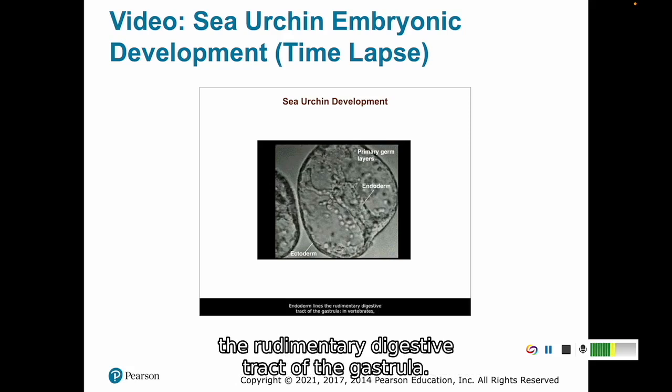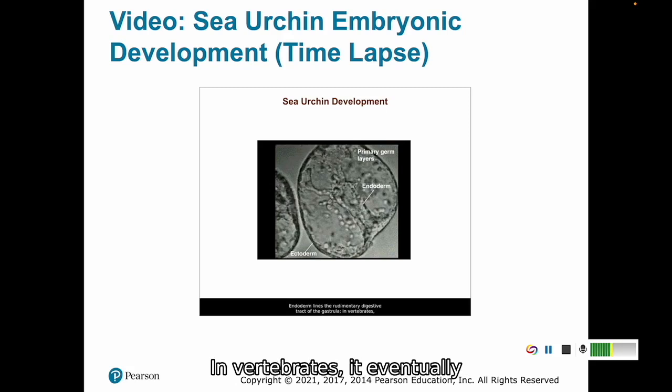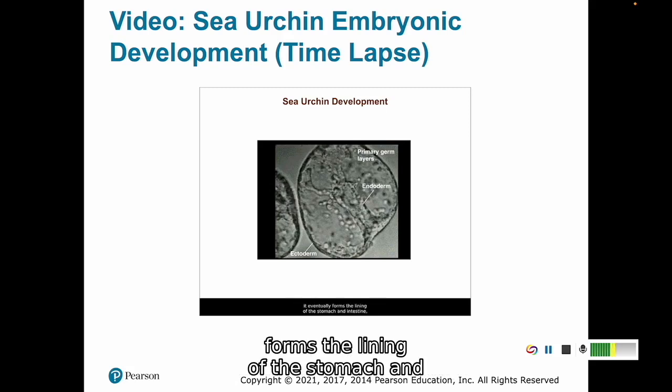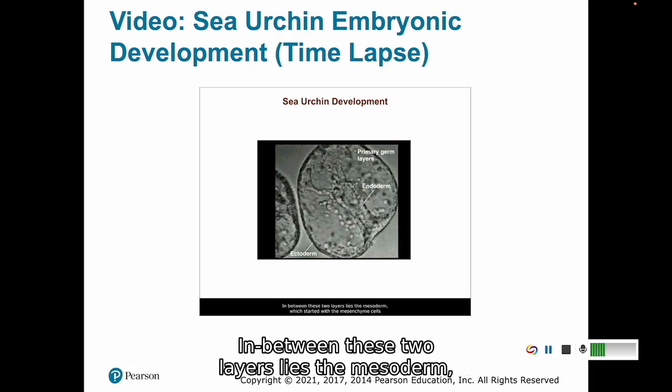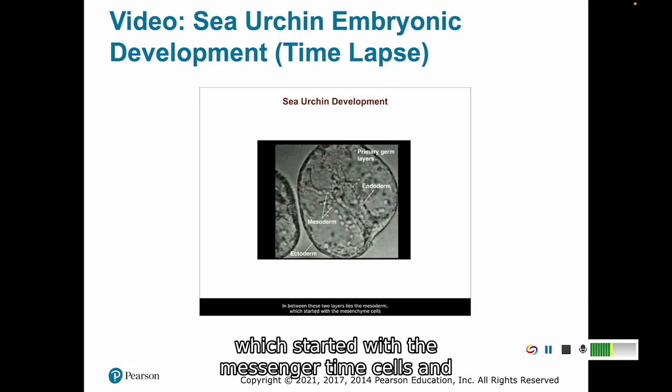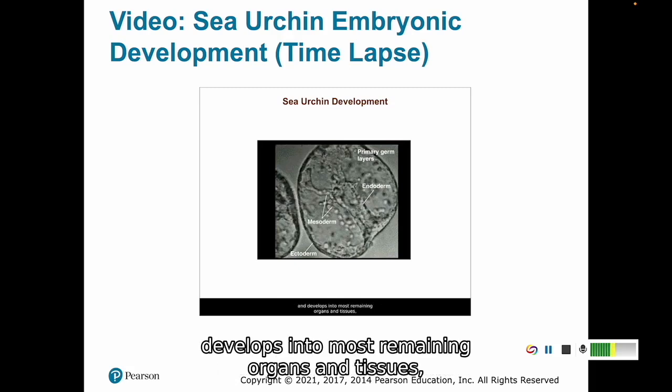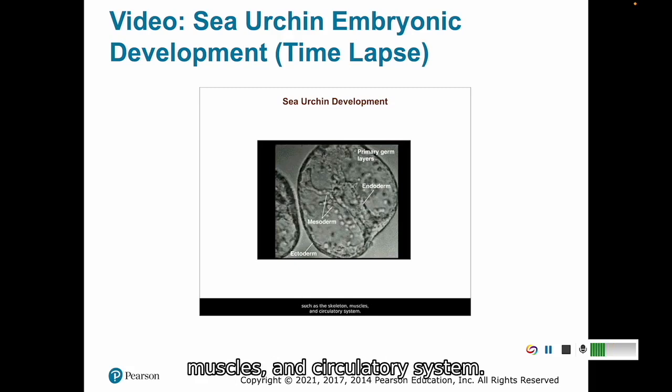Endoderm lines the rudimentary digestive tract of the gastrula. In vertebrates, it eventually forms the lining of the stomach and intestine, and digestive glands such as the liver and pancreas. In between these two layers lies the mesoderm, which started with the mesenchyme cells and develops into most remaining organs and tissues, such as the skeleton, muscles, and circulatory system.